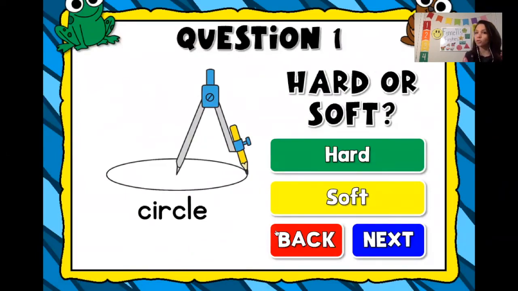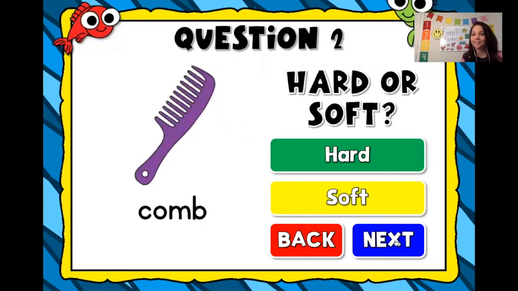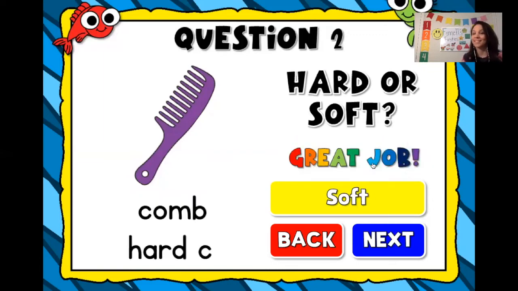Circle. Hard or soft? Soft. I know that just by listening. Circle, but I also know that because there's an I behind the C, so it says the S sound. Let's see if we're right. We are, yay! What word is this? Comb. Hard or soft? Hard, very good. I know it's hard just by listening. Comb, but I also know because there's an O. That's the right answer.